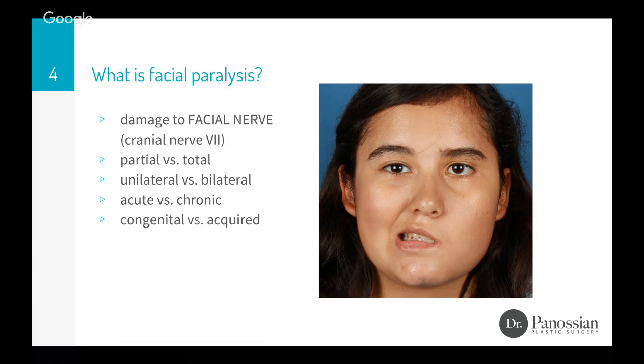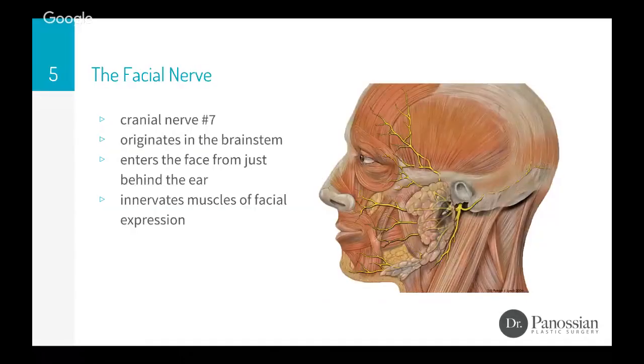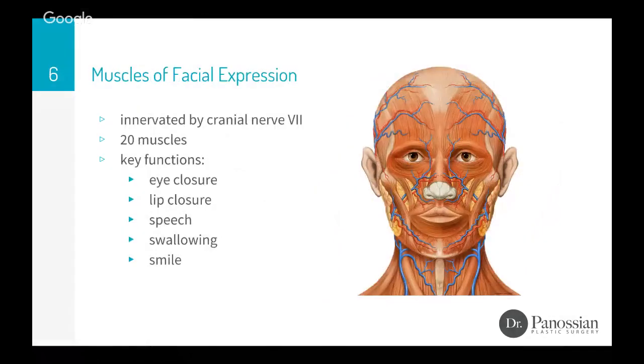And it can be either an acute or a chronic event, as well as having numerous origins, from acquiring it later in life to being born with it as a child. The facial nerve emanates from the stylomastoid foramen as it exits into the face. It originates in the brain stem and innervates all of the muscles of facial expression. In total, approximately 20 muscles, with key functions of eye closure, lip closure, speech, swallowing, and smile being primarily affected.